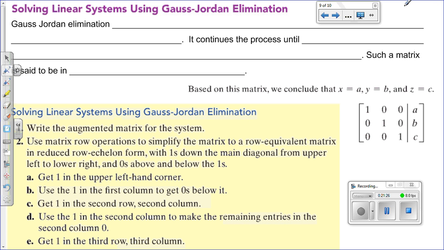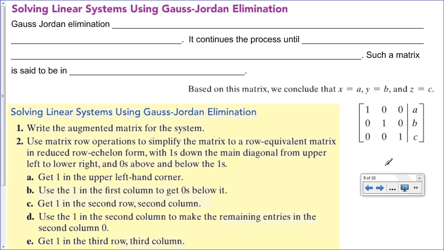Anyways, now let's move on to the other method. No crying. I don't want to hear any whining.